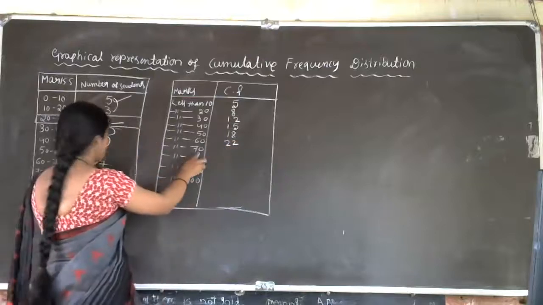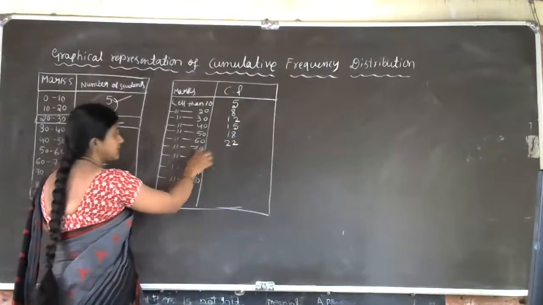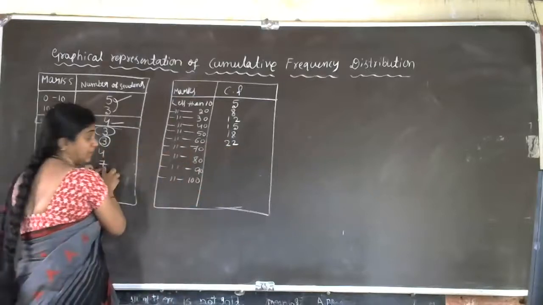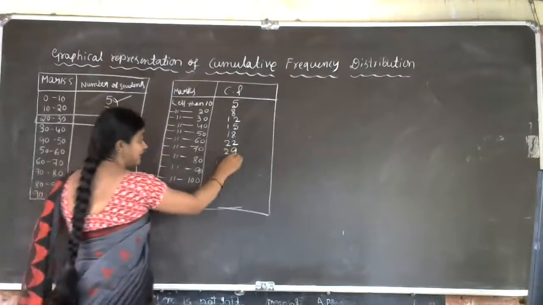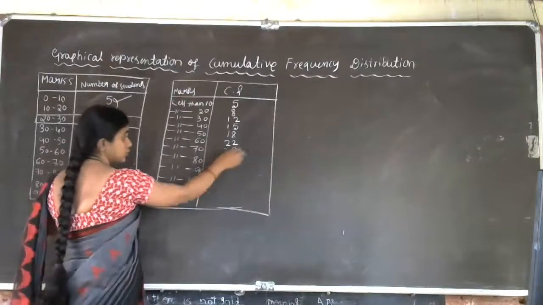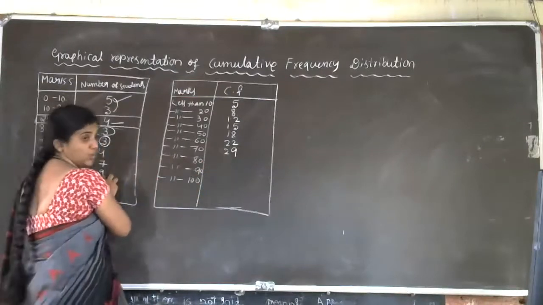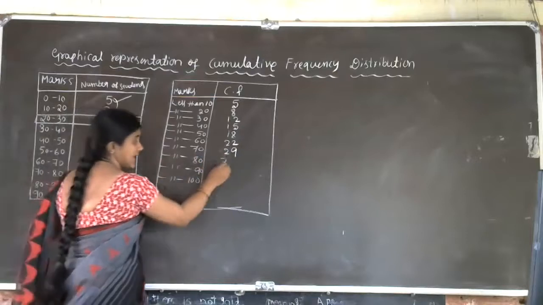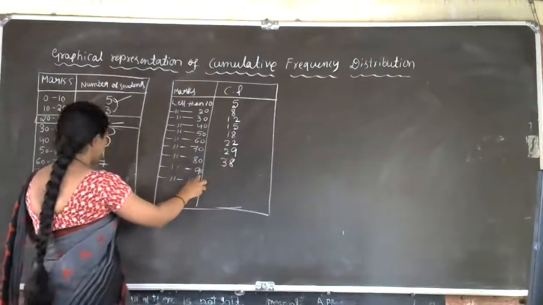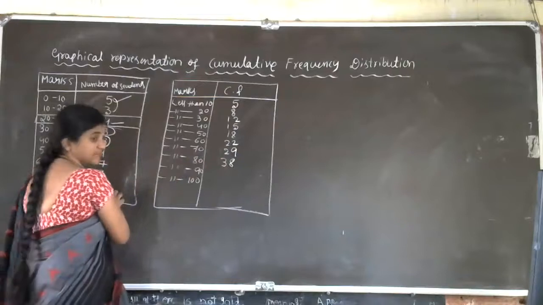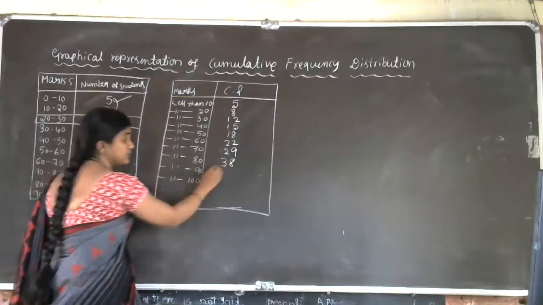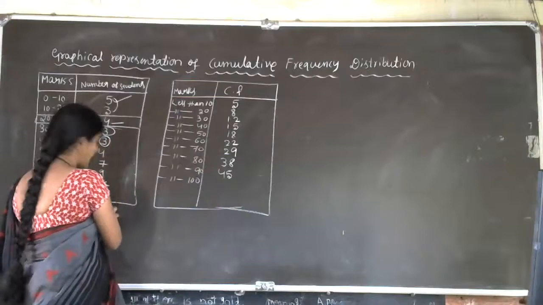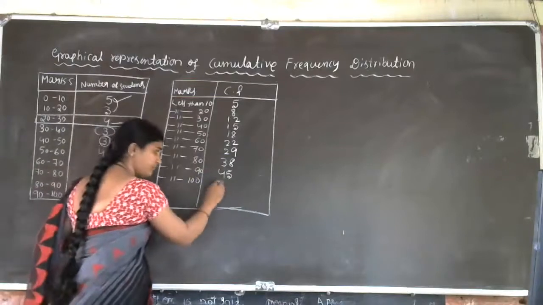Then less than 70. Less than 70, for that we have to take this 22 with this 7 members. That is 29. Then less than 80. So 29 plus 9. What is the answer for this? 29 plus 9. 38. Okay. Next, less than 90. 38 plus 7. 38 plus 7 is 45. Then 45 plus 8. 45 plus 8 is 53.